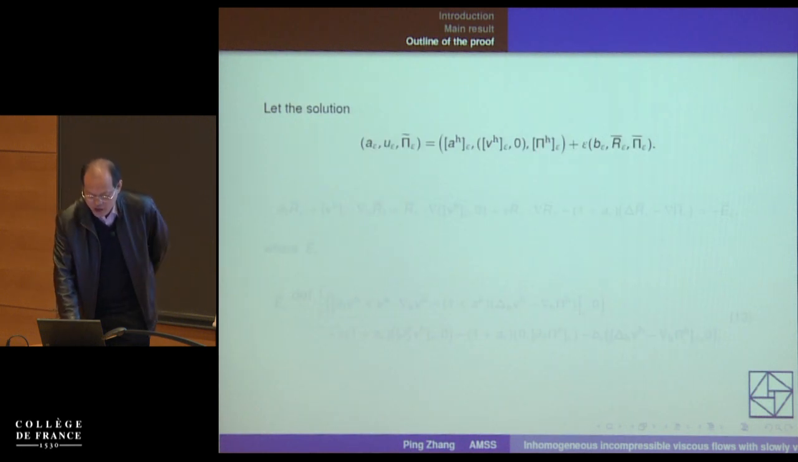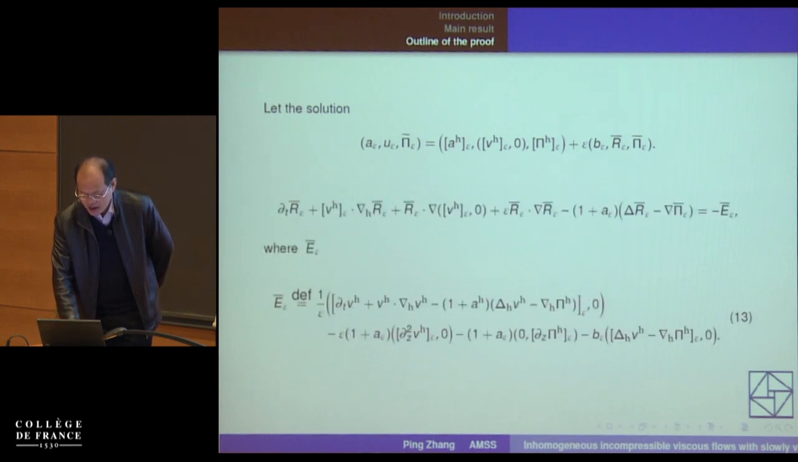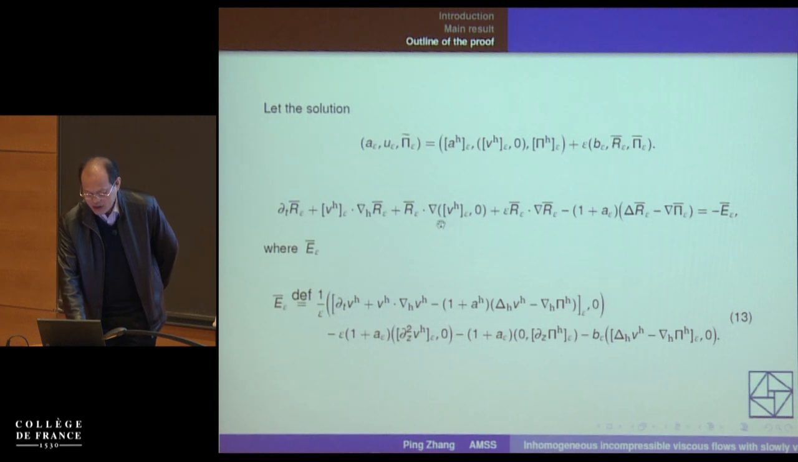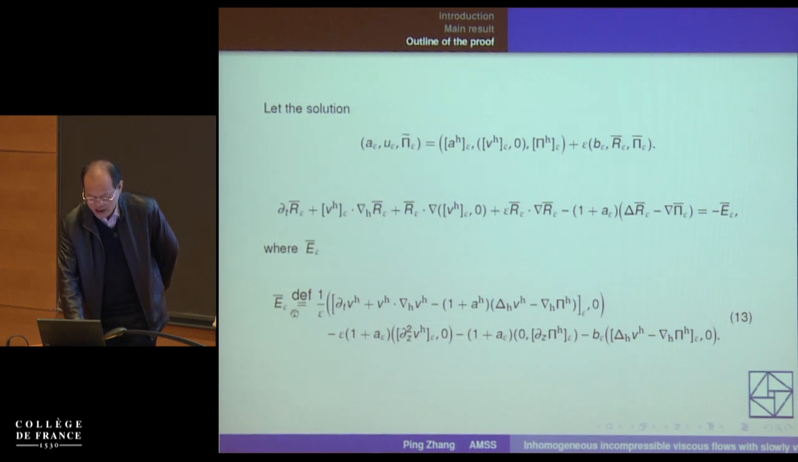So let's build this approximate solution. Let's denote this true solution by h epsilon, u epsilon, and pi delta epsilon, which equals the scaled function of AH, VH, pi of h, plus this remainder term. So if you substitute this formula into the classical 3D inhomogeneous Navier-Stokes system, you'll find this R bar epsilon should satisfy a parabolic equation like this with the error term E bar of epsilon. So now let's take a look at this E bar epsilon.